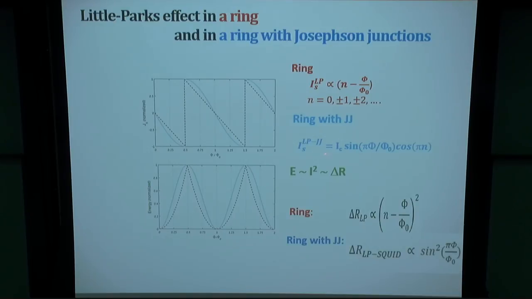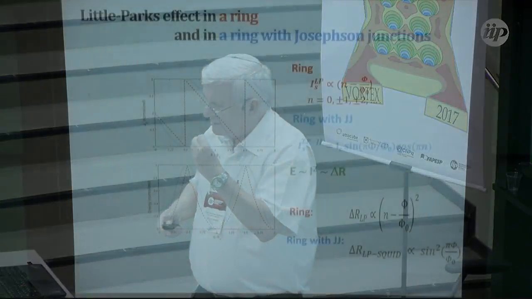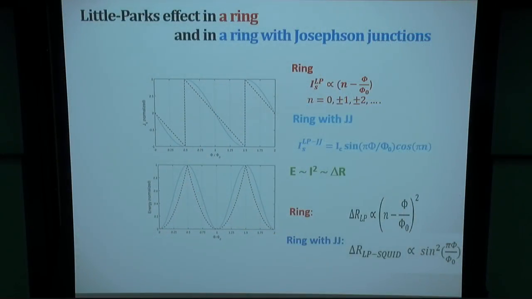And immediately you understand that if the energy is J squared or I squared, then delta R should look like n minus phi over phi naught. I'm sorry, that's for the ring. For the ring with Josephson junctions, it should behave like a sine squared. So again, let me explain the essence of that. In a simple ring, the screening current is linear. As a result, the magnetoresistance is parabolic. In a ring with a junction, the story is different. We have sine behavior in the screening current, and the result is sine squared.